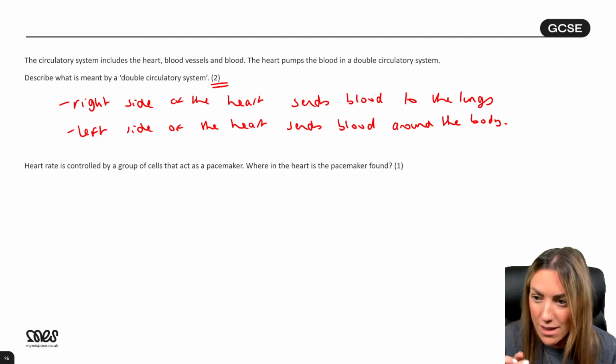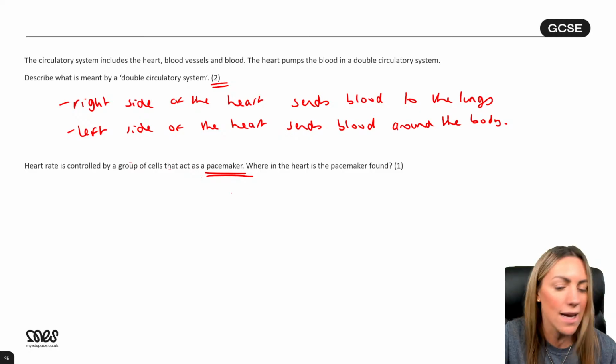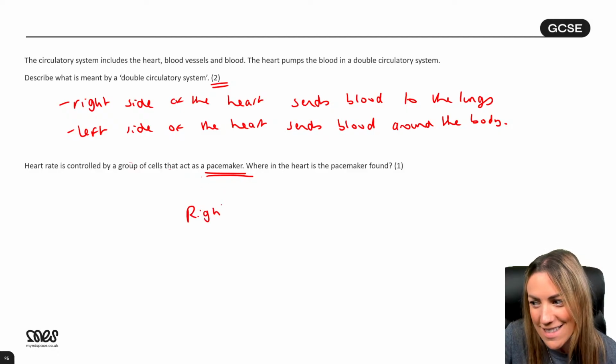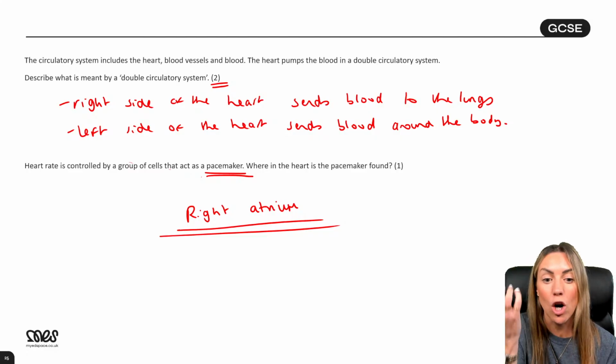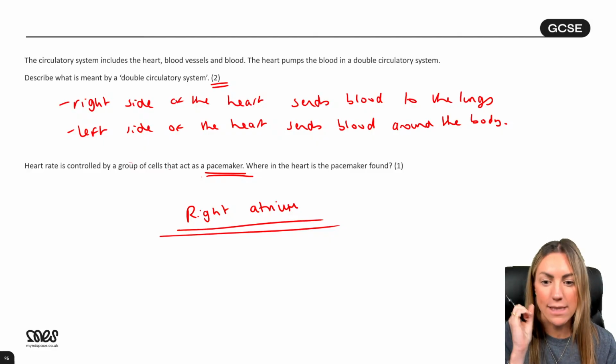Good knowledge there. Heart rate is controlled by a group of cells called a pacemaker. Where is this found? Nice, easy 1 marker, but you'd be surprised how many students do not know. The right atrium. Excellent work. So the right side of the heart, it's in the wall of the right atrium. It basically controls the heart rate. Yeah, it controls the beating of the heart.